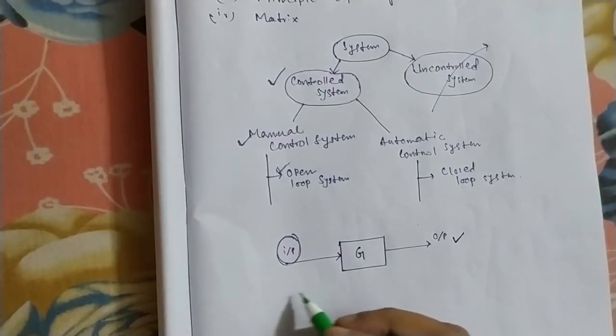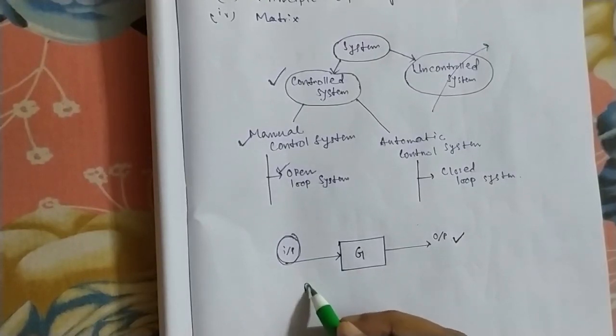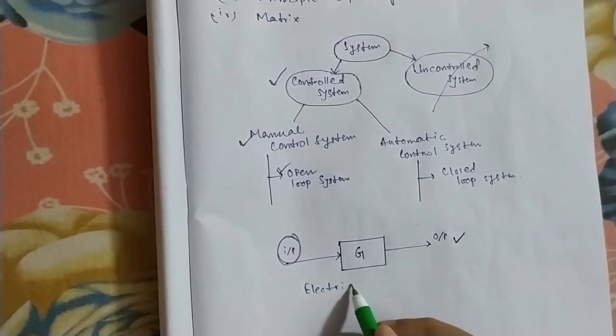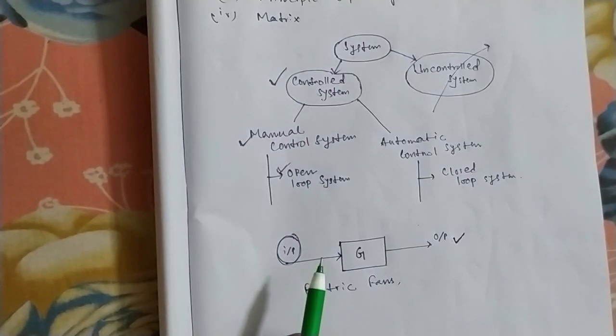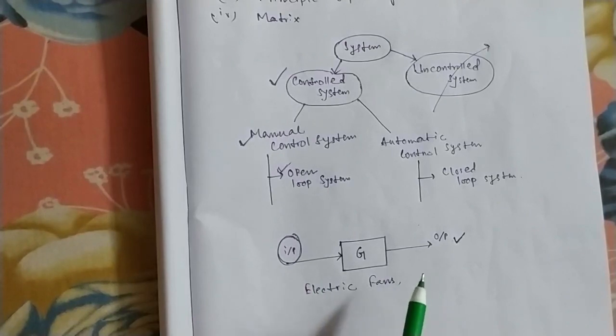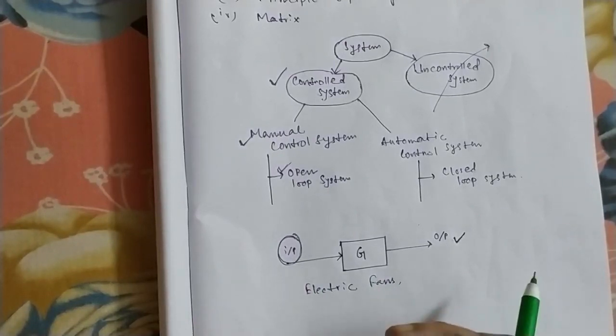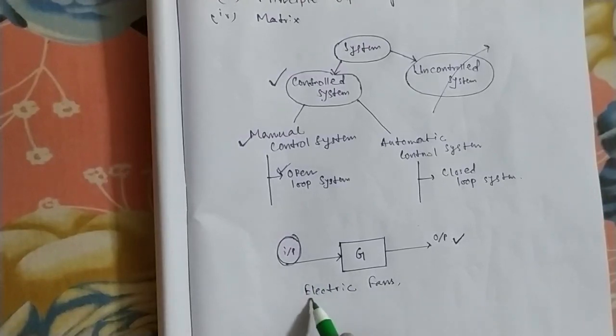We can say that is our electric fans. Okay, there are no sensors in the electric fans. We have a regulator. If we want more speed, we use the regulator to increase the speed. If we want less speed, we use the regulator to decrease the speed. So this is the example of our open loop system.